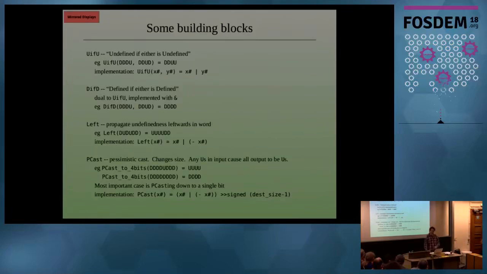So then there's a dual operation, D, if D means defined if either argument is defined, which we'll use much more rarely. Here's another one, which I called left, which finds the rightmost undefined bit in the word and then propagates it leftwards, like that. So it finds this bit here, and then all of the bits above it are undefined. So we'll see how that gets used.